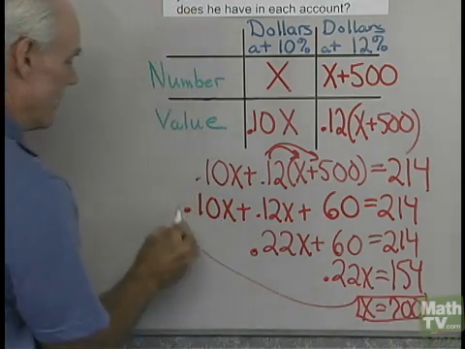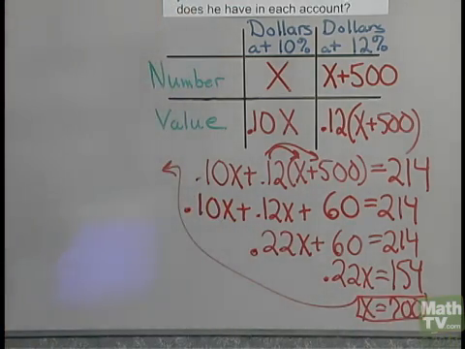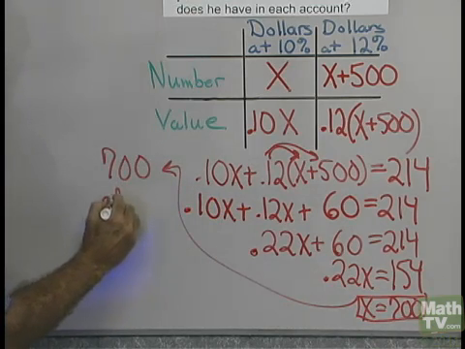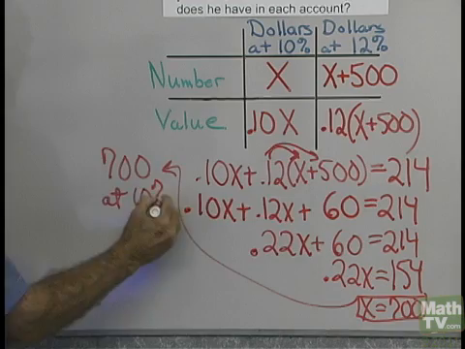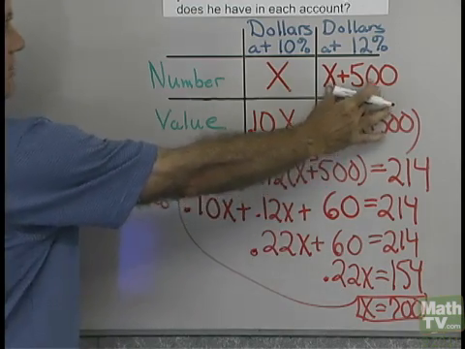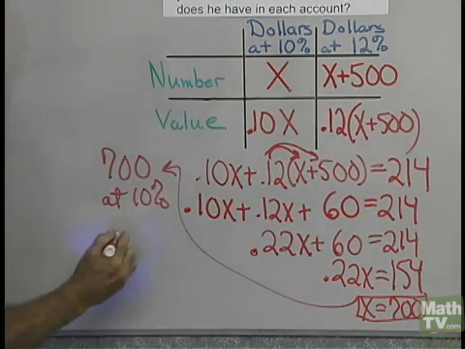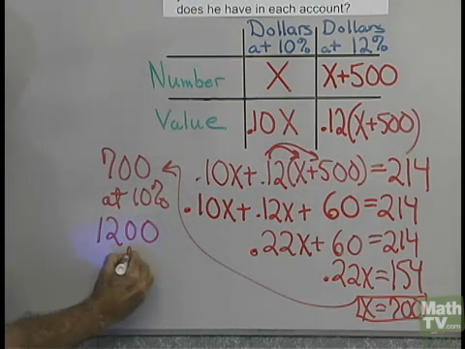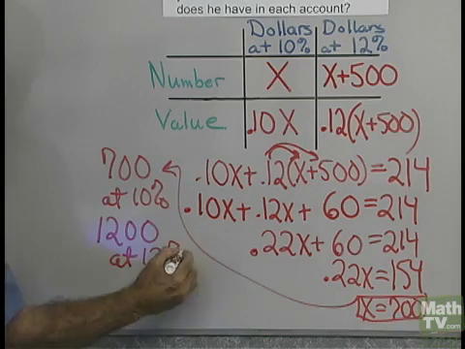So let's bring that up over here. I have x is equal to 700, so I have $700 invested at 10%. And then I have $500 more than that, or 700 plus 500 is 1,200, invested at 12%.